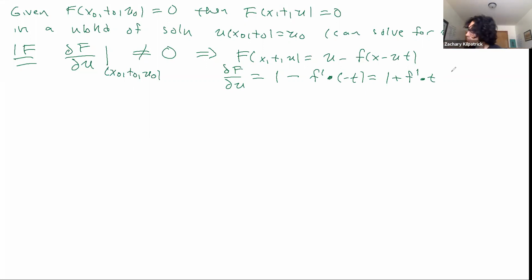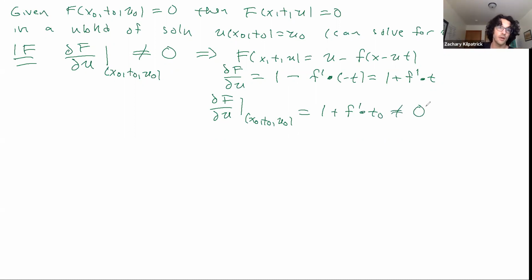So if I evaluate this at x0, t0, u0, then this is equal to 1 plus f prime times t0. This needs to not be equal to 0, according to this condition of the implicit function theorem. Professor, the derivative of f cannot be 0 in the vicinity of x0, t0, u0, right? But somewhere else it can be 0.